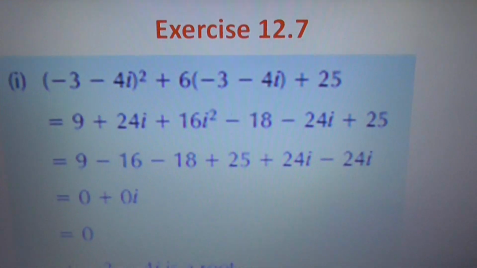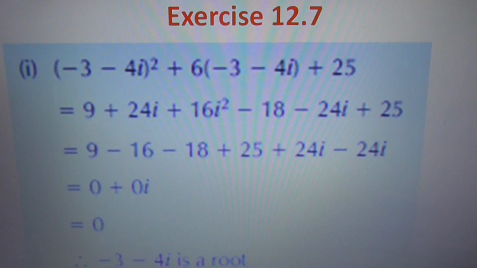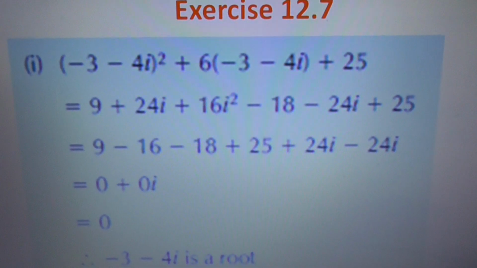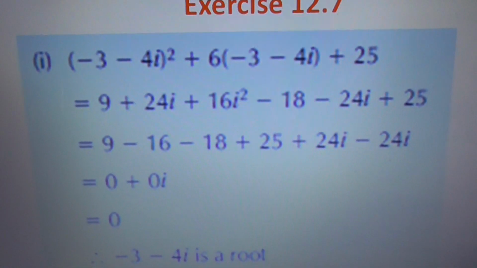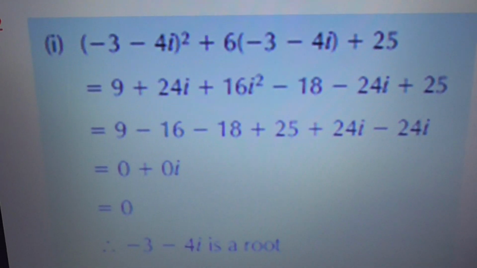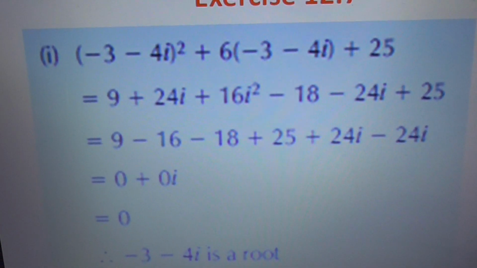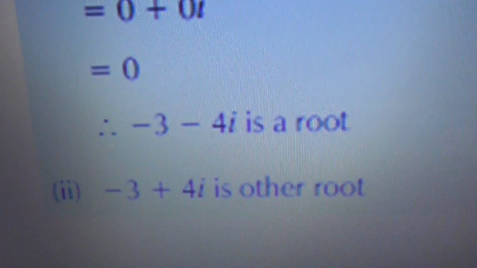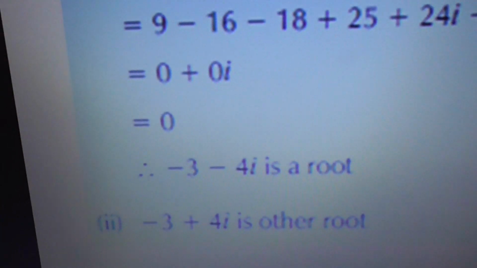Part 2, write down the other root. Well, if I've now proven that minus 3 minus 4i is a root of the original quadratic, look at the original quadratic. All the coefficients of the z's and the z squares are real numbers, so therefore the conjugate root theorem applies, which means that minus 3 plus 4i is also a root. Okay, so the other root is minus 3 plus 4i.